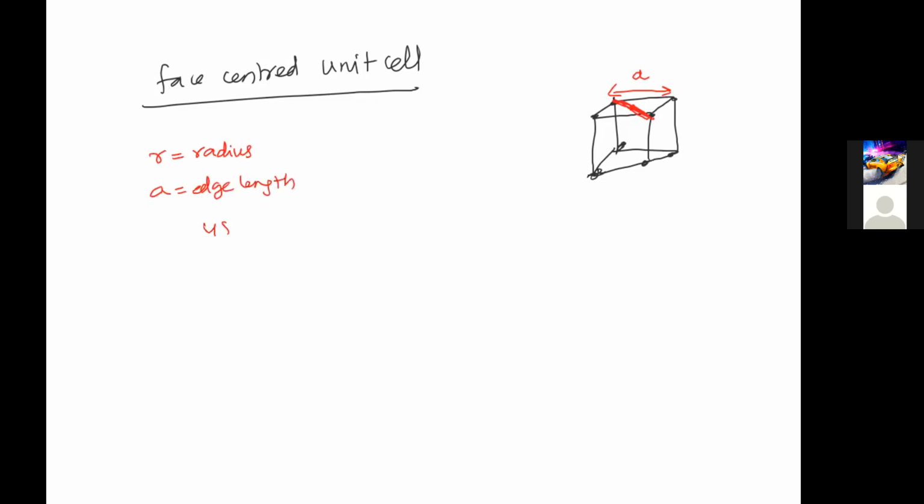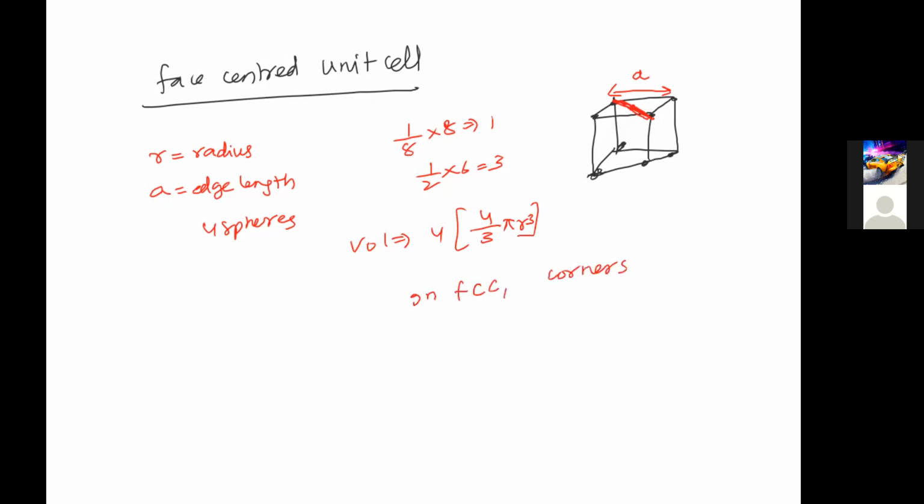There are 4 spheres in FCC. If you remember, 1 by 8 into 8 is for corners, half into 6 is for the faces. So it is 4 spheres. So the volume is 4 spheres, each 4 by 3 pi r cube. Okay, so in FCC, obviously the corner spheres are in touch with the face sphere.